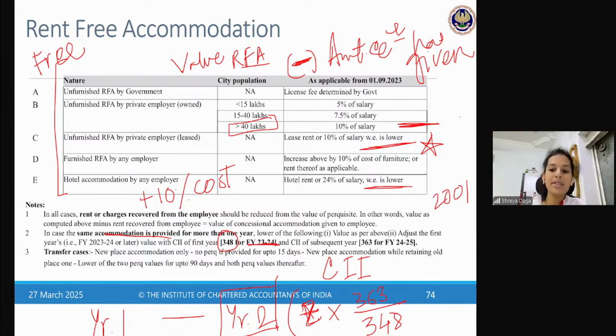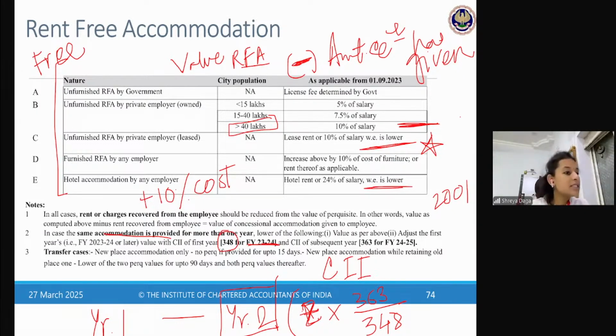You make this adjustment and then you derive the value. When we do a sum, you will understand it better. We will do it. It is a part of your homework sums. Try to attempt it. Next class, we'll definitely solve it in the class. Okay. Next point is transfer cases.